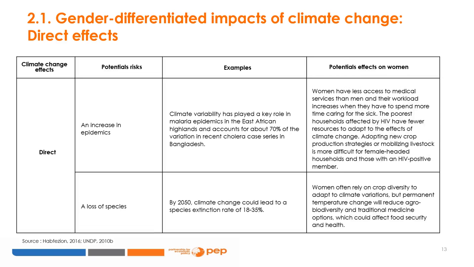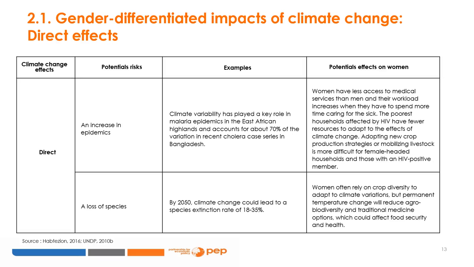The direct effects of climate change can also lead to an increase in epidemics. Here, it is important to notice that climate variability has played a key role in malaria epidemics in the East African highlands and accounts for about 70% of the increase in a recent series of cholera cases in Bangladesh.